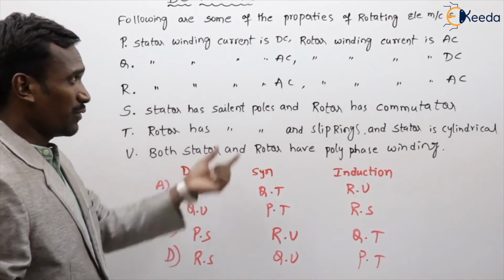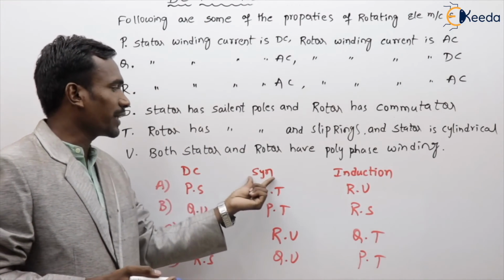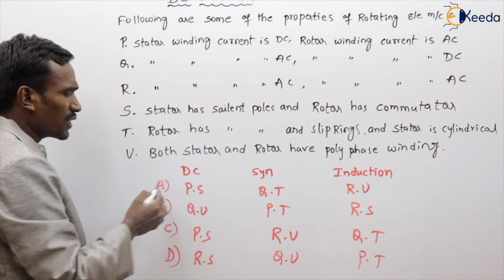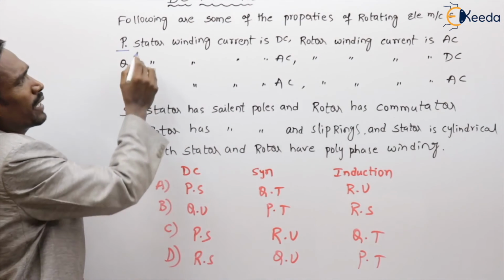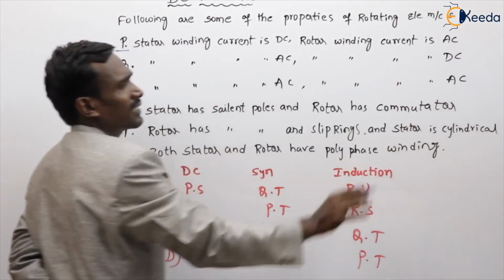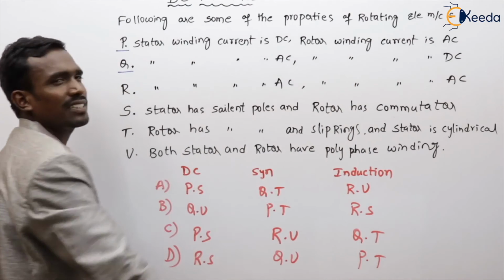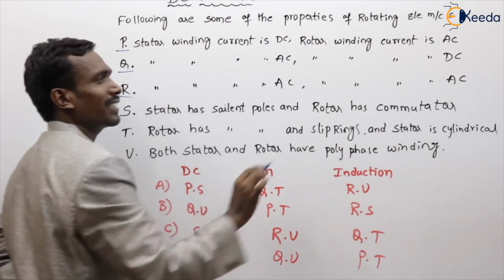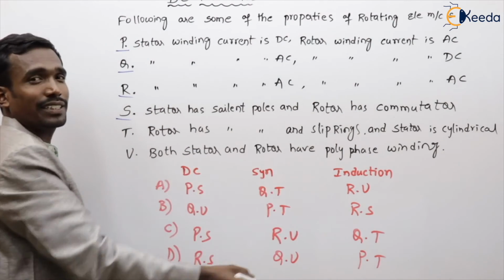Okay, next question. See, very tricky question and very important. We cover all the machines: DC machine, synchronous machine, induction machine. Let's check the options. First one, in DC machine, what are the statements? P, stator winding current is DC, rotor winding current is AC. Q, stator winding current is AC, rotor winding current is DC. R, stator winding current is AC, rotor winding current is AC. S, stator winding has salient poles and rotor has commutator.